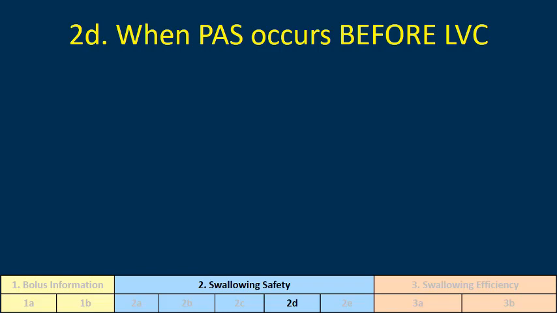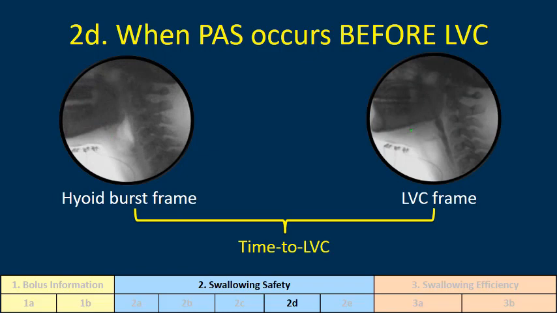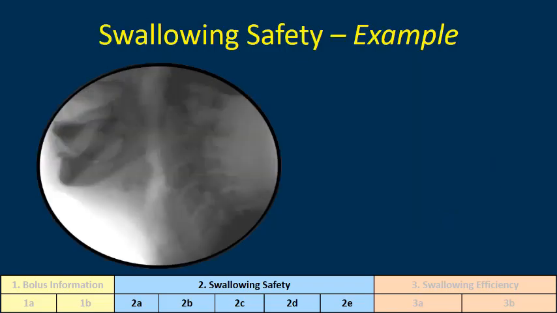When the pass event occurs before LVC, the assumption is that the system may not have reacted quickly enough to the incoming bolus. This is clinically relevant as your patient may have a delay between the time from their hyoid burst, which we define as the first anterior superior jump of the hyoid that is associated with the swallow, to LVC. If a delay in closure occurs, this provides time where the bolus can enter your patient's airway and contribute to a pass event. In ASPEKT-C, we call this measurement time to LVC. However, from previous literature, you may be familiar with this measure being referred to as laryngeal vestibule reaction time, or LVC-RT.